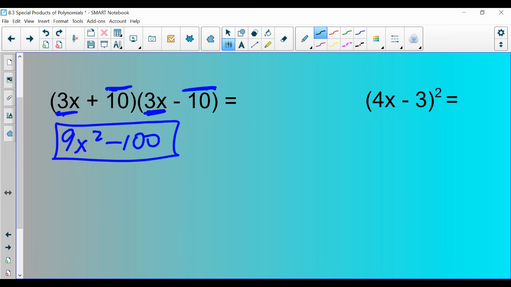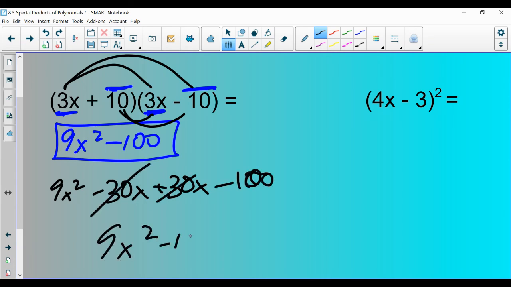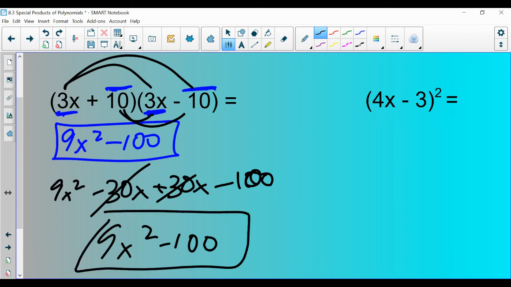That's not to say that I don't want you just foiling this. You would end up with 9x squared minus 30x, inside times inside plus 30x, minus 100. Those would cancel, and you would end up with 9x squared minus 100. That's fine to do that much work. I just want you to identify that there is the pattern there because, like I said, this will be helpful if we can identify this in future lessons.